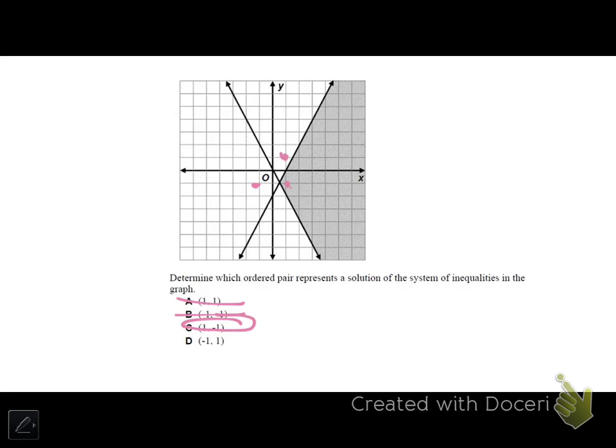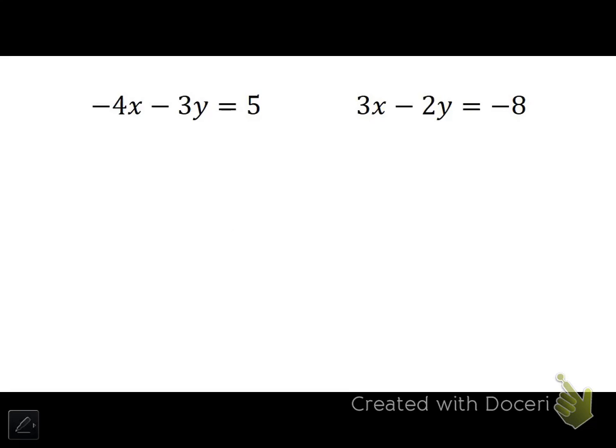But if it sits on a dashed line, it's not good, because if I plugged it in and say I got 3 is greater than 3, 3 is never greater than 3, but 3 is greater than or equal to 3. So solid lines work, dashed lines don't. Okay, got to put them on top of each other again.